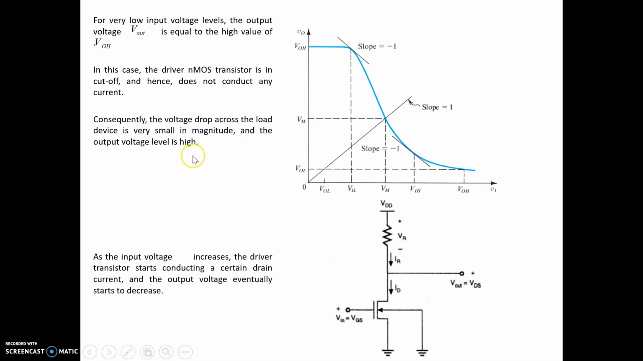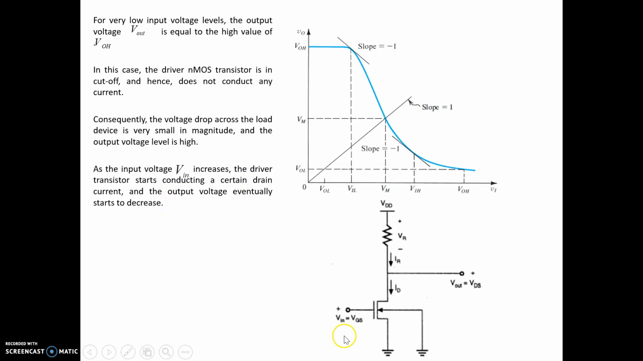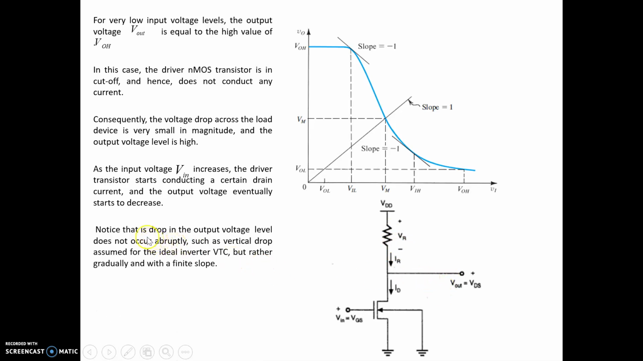As the input voltage increases, the driver transistor starts conducting, and the ID current will increase. So the voltage drop across this resistor will increase, and as it increases, the output voltage starts decreasing. Notice the drop in the output voltage level does not occur abruptly, such as the vertical drop assumed for the ideal inverter's voltage transfer characteristics, but rather gradually with a finite slope.